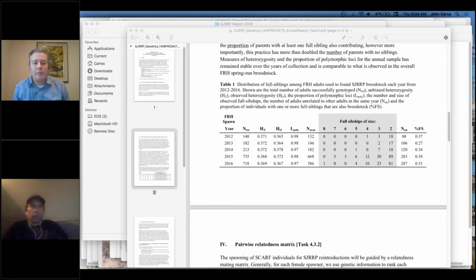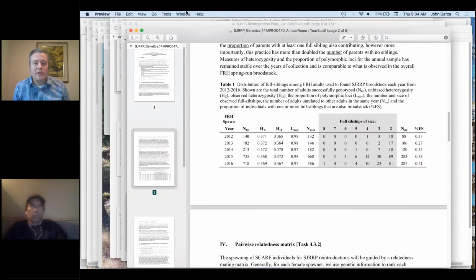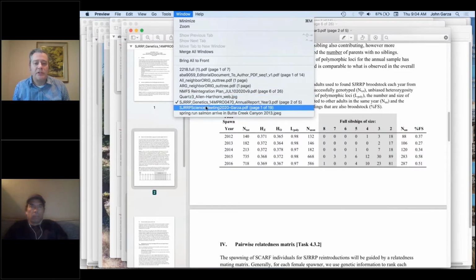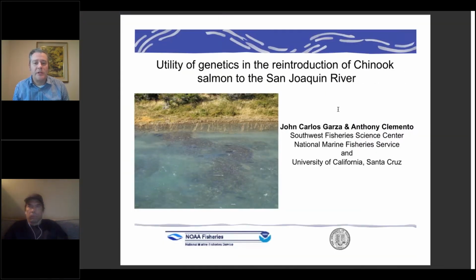Carlos received a BA and MS degrees from the University of California, San Diego, and a PhD from the University of California, Berkeley. He has 30 years experience in basic research and in the application of genetic methods to conservation and management issues. He has served on multiple federal technical recovery and biological review teams for salmon and trout, and on the scientific and statistical committee of the Pacific Fishery Management Council, as well as on the California Hatchery Scientific Review Group. And with that, I'd like to turn the screen over to Dr. Garza.